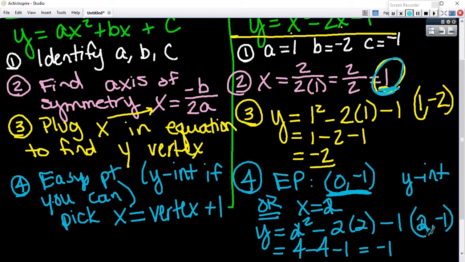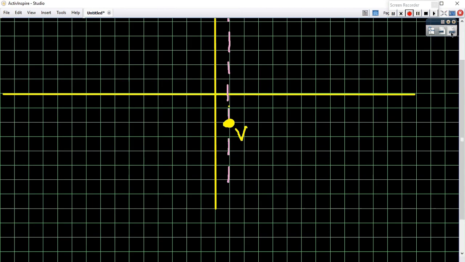All right, so I did the opposite b over 2a in step 2. And then in step 3, I plugged that in. Now understand, what's written in blue, you're going to do one of the two. You're either going to do the 0, -1, or you're going to pick the easy point close to it. I just did both here so you'd have an example of both. All right, so I'm going to go and plot that 0, -1. Right here. You all with me?